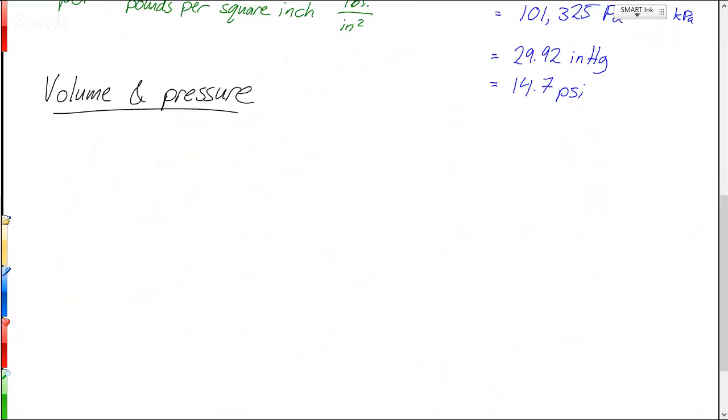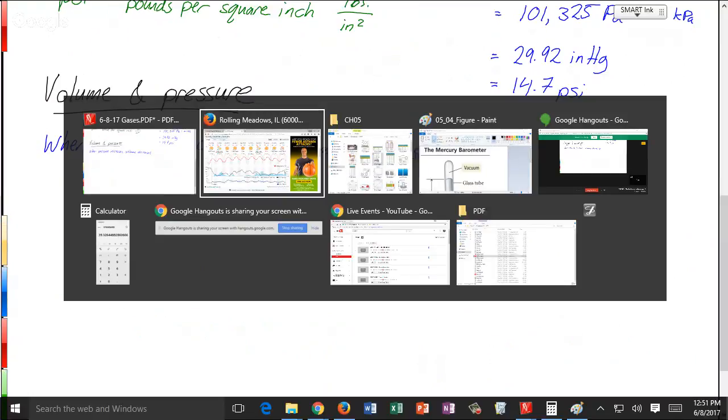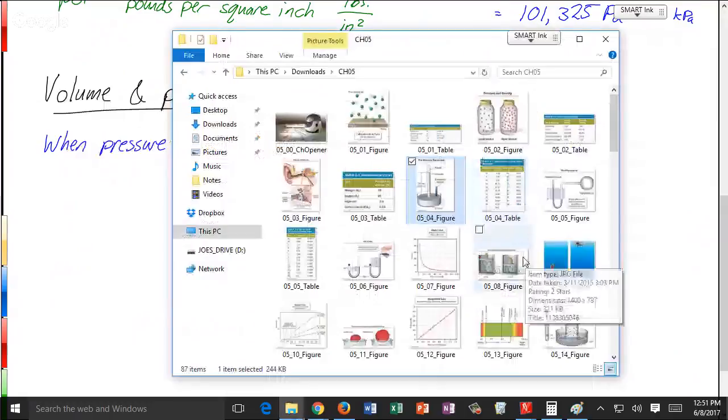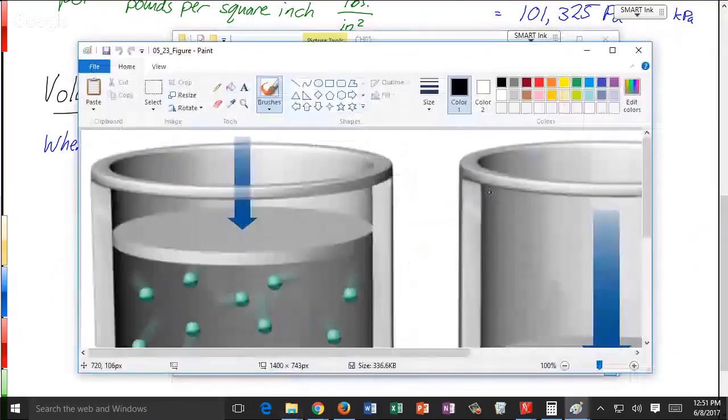So we might say that when pressure increases, volume decreases. That'd be probably a fair way to say that. Let's see, there's probably a picture in the book here that we can put in here.